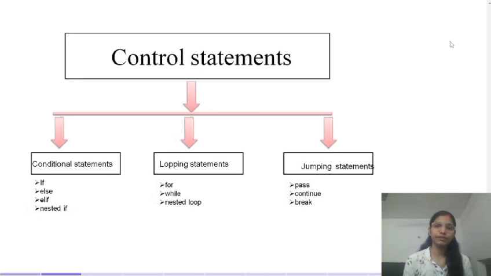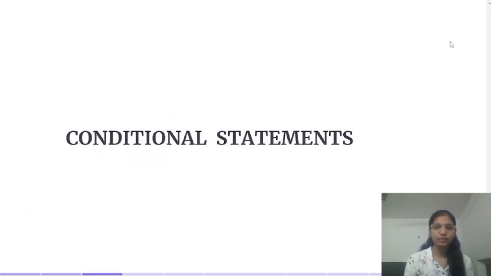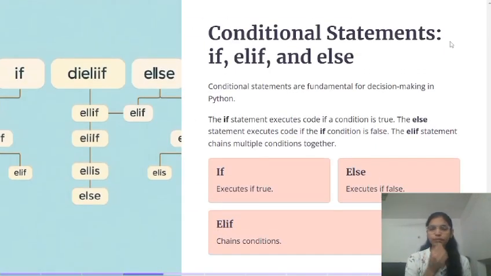There are three types of control statements. First one is conditional statements, second one is looping statements, and third is jumping statements. And furthermore, there are also different types in each type of statement. So let's study about that. First one, conditional statements. In conditional statements, there are four types. First one, if, second is elif, third one is else, and next is nested if.